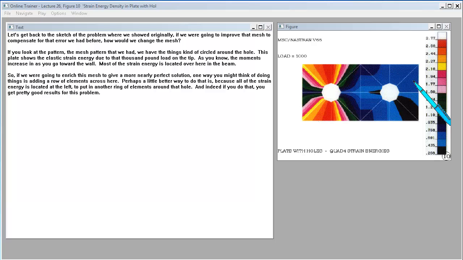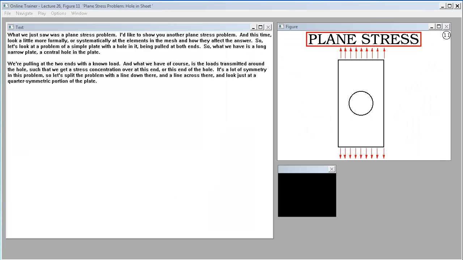Perhaps a little better way to do that is, because all of the strain energy is located at the left, to put in another ring of elements around that hole. And indeed, if you do that, you get pretty good results for this problem. What we just saw was a plane stress problem.